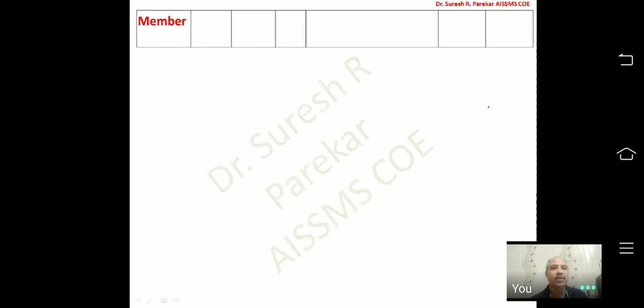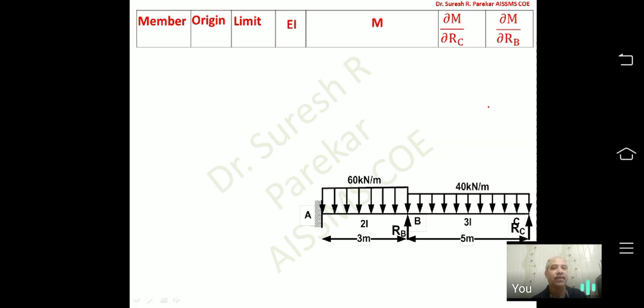So here we can go with this. Now we have a table: member, origin, limit, EI, M, ∂M/∂RC, and ∂M/∂RB. Now if your unknowns, that is redundants, increase, then your table also becomes larger. If you compare the theorem of three moments with the time required for Castigliano's second theorem, then you can realize this. So I will consider first the effect due to RC, so we have to take ∂M/∂RC.